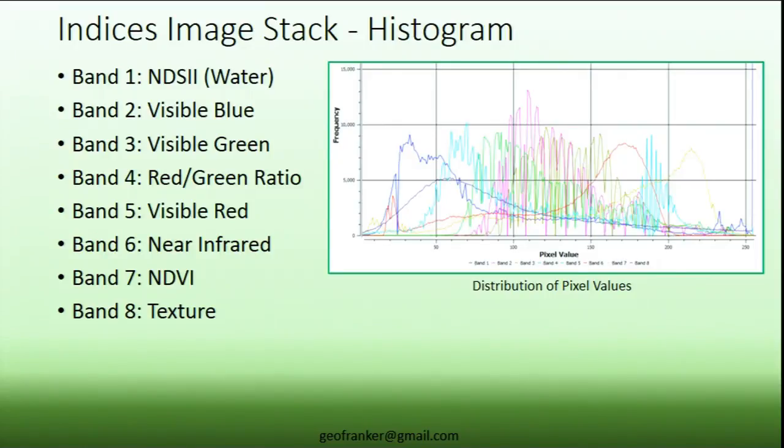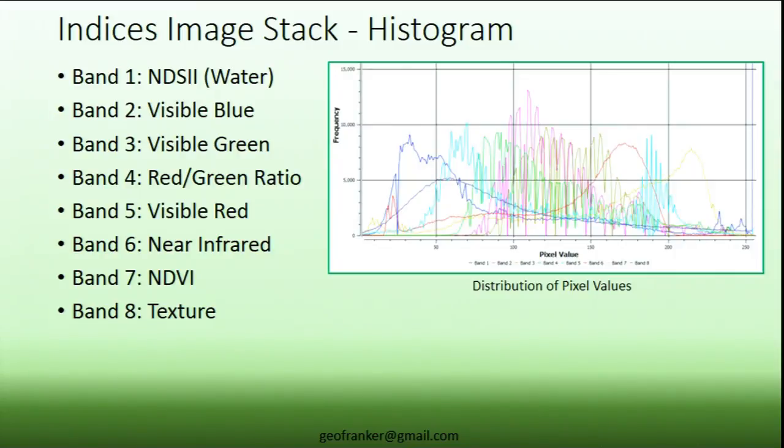So band 1 is our water indices, our normalized difference snow ice. Band 2 is our visible blue. Band 3 is our visible green. And then I've also included a red-green ratio. Band 5 is our visible red. Band 6, our near-infrared. Band 7 is our NDVI. And the 8th band is our texture. So this is just a band stack that I put together in an attempt to improve some of the classification results and eliminate the potential confusion.